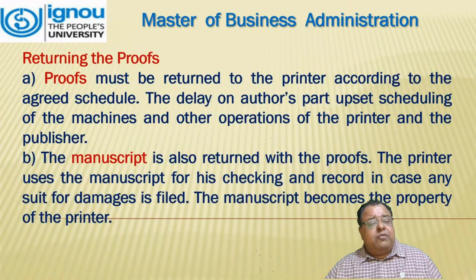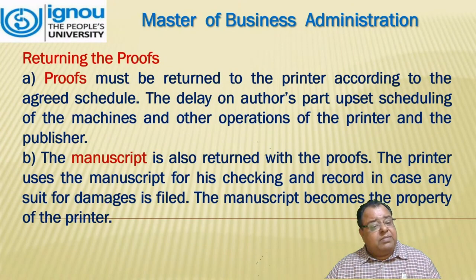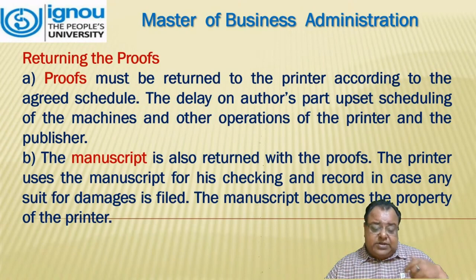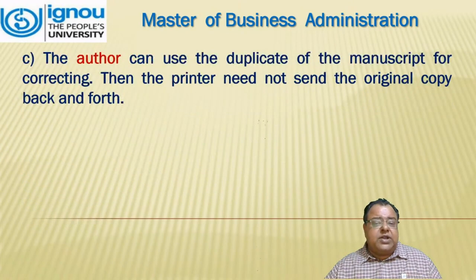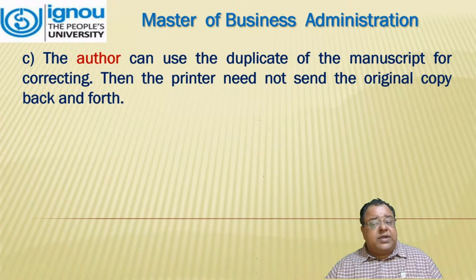Returning the proofs. Proof must be returned to the printer according to the agreed schedule. The delay on the author's part upsets the scheduling of the machines and other operations of the printer and the publisher. The manuscript is also returned with the proofs. The printer uses the manuscript for its checking and record in case any suit of damages is filed. The manuscript becomes the property of the printer. The author can use the duplicate of the manuscript for correcting. Then the printer need not send the original copy back and forth.